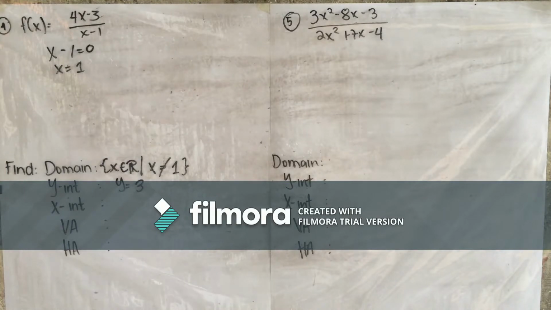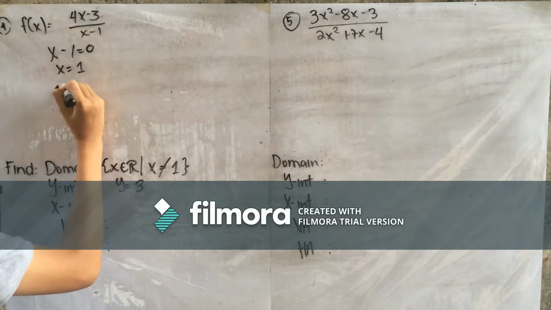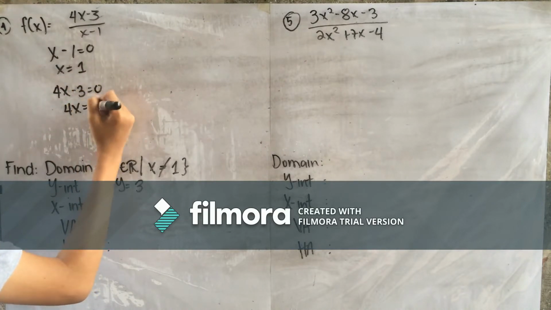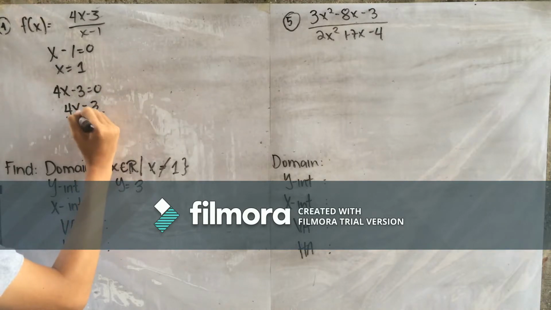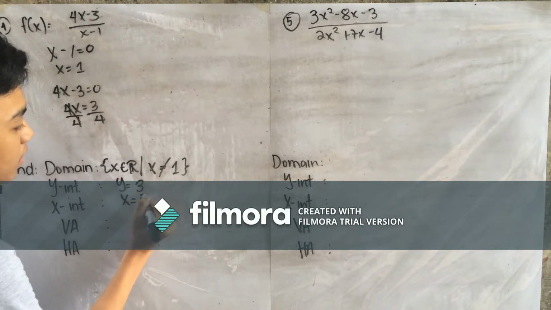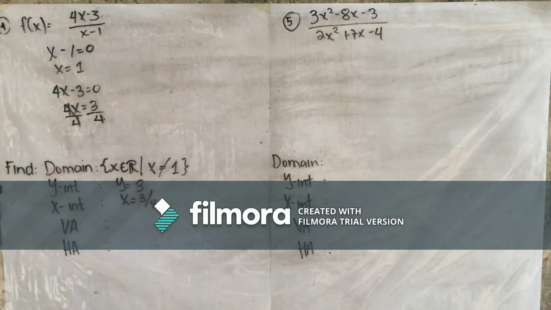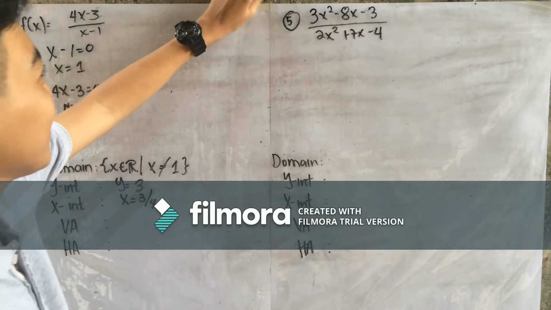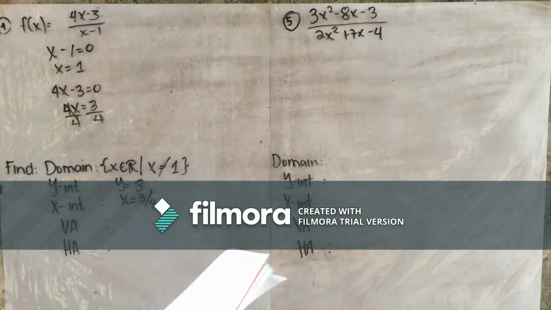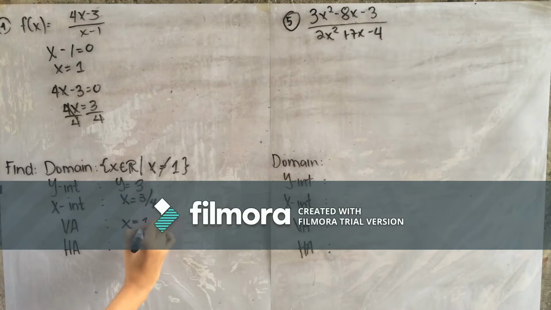Then, x-intercept, we equate the numerator to 0. So 4x equals 3. Then, divide both sides by 4. x is equal to 3 over 4. Then, vertical asymptote, I keep repeating myself, it's the same: equate the denominator to 0. So, vertical asymptote is equal to 1.